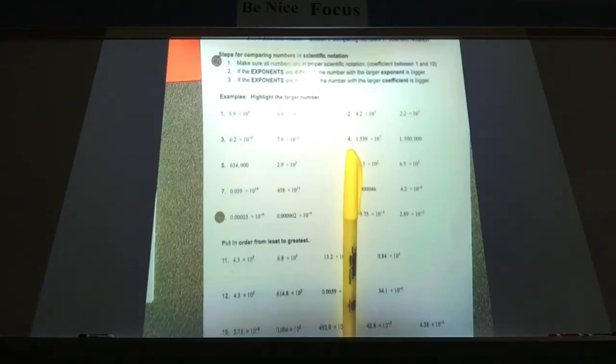Hello and welcome to lesson 3 of scientific notation, where we're going to be comparing numbers in scientific notation.